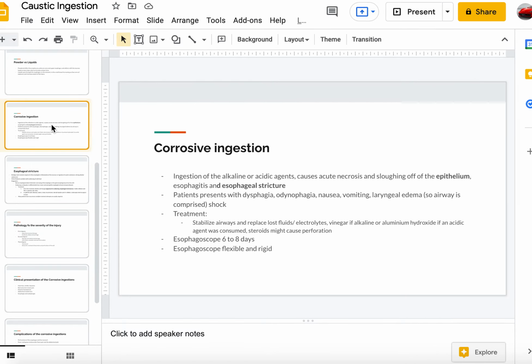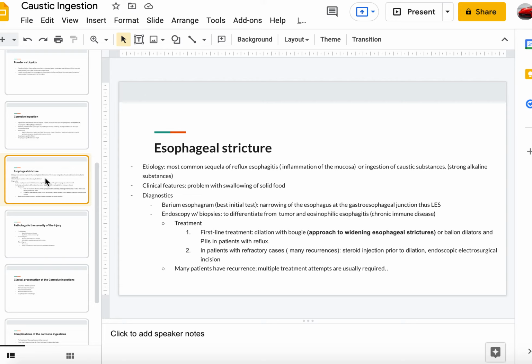And obviously, then we have esophageal strictures. So we spoke about esophageal strictures that can be caused over here. These are basically a complication of reflux esophagitis or ingestion of causative agents, and it can lead to problems with swallowing of the fluid. We can use a barium X-ray for this. We can use endoscopies with this, and we can dilate this with a balloon or a bougie. And we can use endoscopic electric and surgical incisions to treat it.